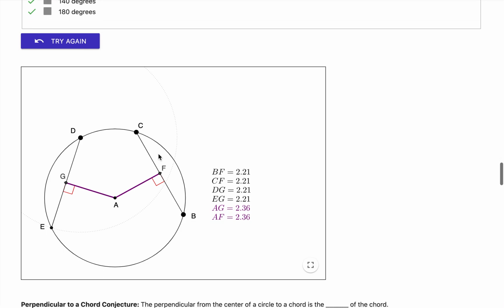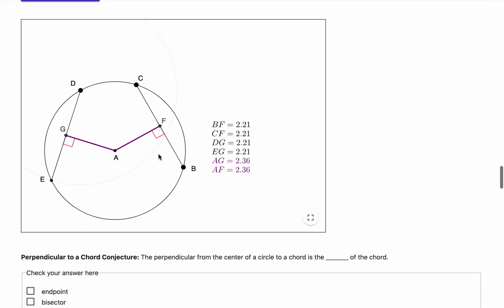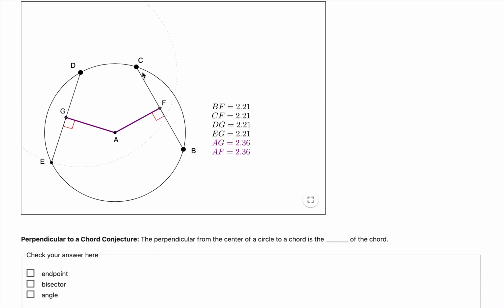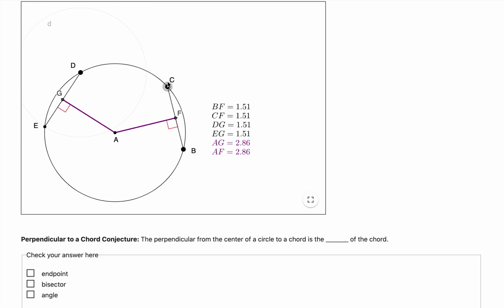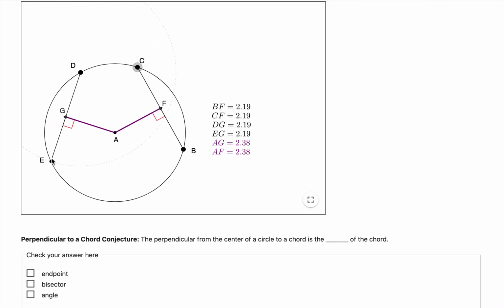All right, now we're going to move on to the second exploration. What we have here is once again two congruent chords. So chord DE is congruent to chord BC. And we have a perpendicular going from point A to chord BC and a perpendicular line going from the center of the circle A to chord DE.